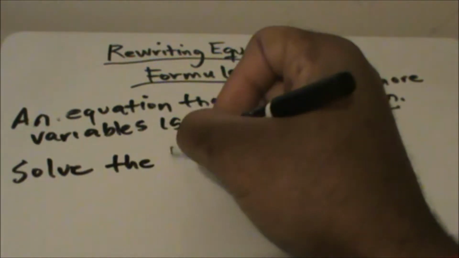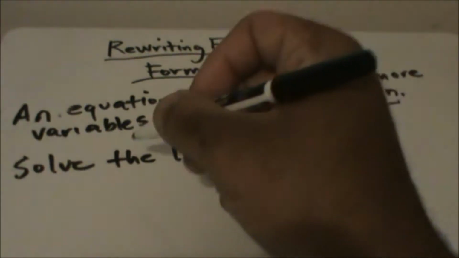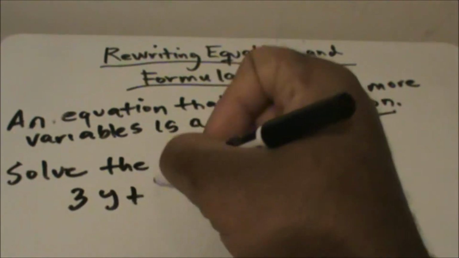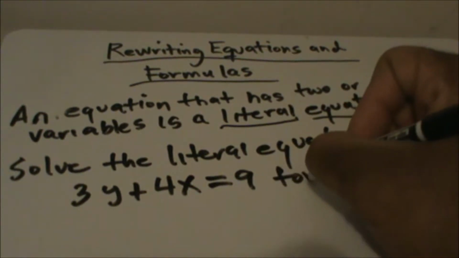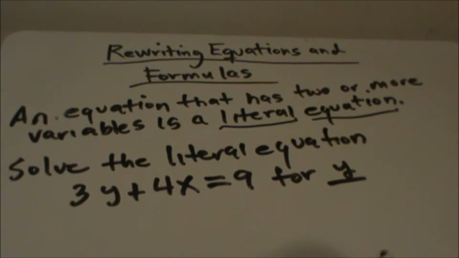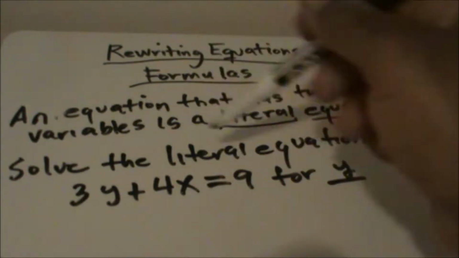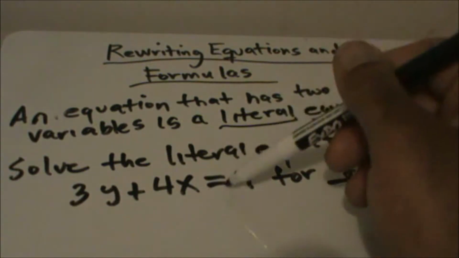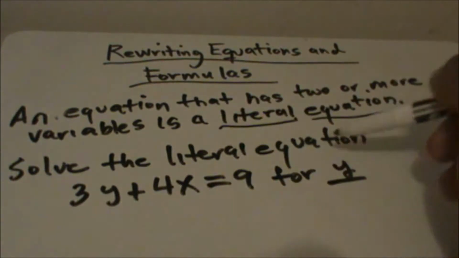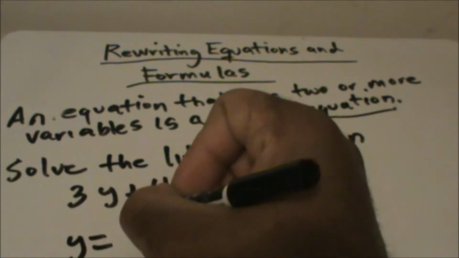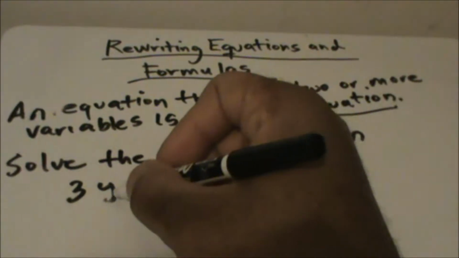Example, I'm going to solve the literal equation 3y plus 4x equals 9 for y. And that's important because it says solve the literal equation for y. So we need to identify the variable that y will equate to. That's what it means. y must equal this. That's what we need to find out. y will equal that, and we'll look at that after we solve this expression.